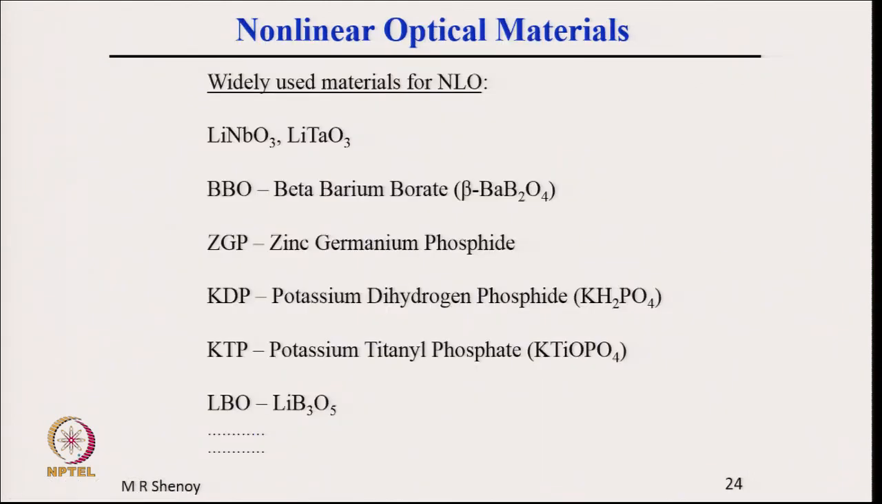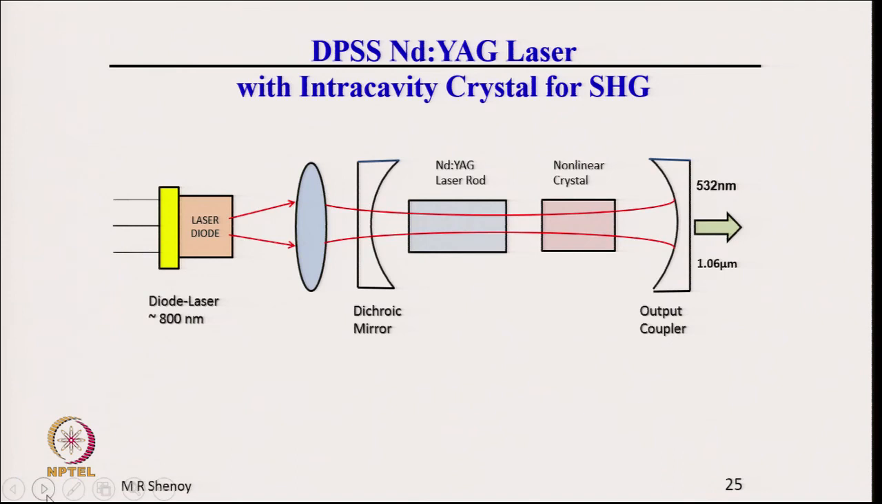So, some of the nonlinear optical materials which are widely used: lithium niobate, lithium tantalate, BBO, that is beta barium borate, ZGP, KDP, KTP, various crystals which are widely used in nonlinear optics. There are many more crystals which are used. Now, finally, I will just show you the two diagrams which I had shown earlier.